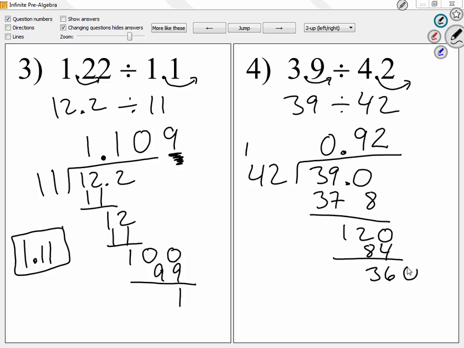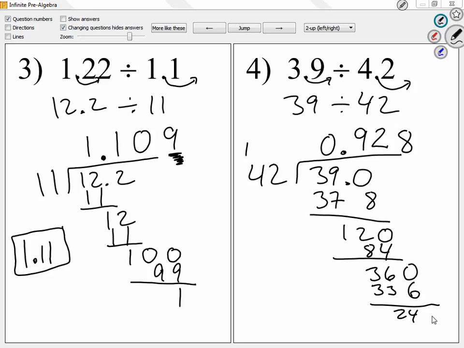I can bring an extra zero. So I'm thinking, how many times does 42 go into 360? We just take a shot. Let me try 8. 8 times 2 is 16. Carry 1. 8 times 4 is 32, plus the 1 we were carrying is 33. When I subtract this, it's 24.